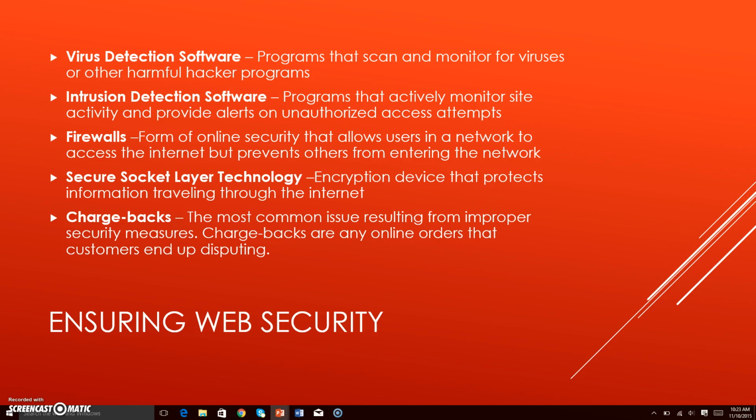The most common issue from not having the right security measures is chargebacks. Chargebacks are any orders that someone ends up disputing, and they are usually caused by unauthorized use of someone's credit card or orders that they didn't place. That can be a result of poor security and poor privacy policy measures.